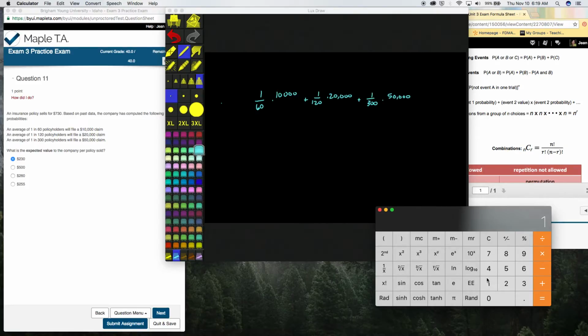So it'll be 10,000 divided by 60 plus, and if you have a good calculator, it will just combine these together. It won't screw up your thing. Plus 20,000 divided by 120. Plus 50,000 divided by 300.